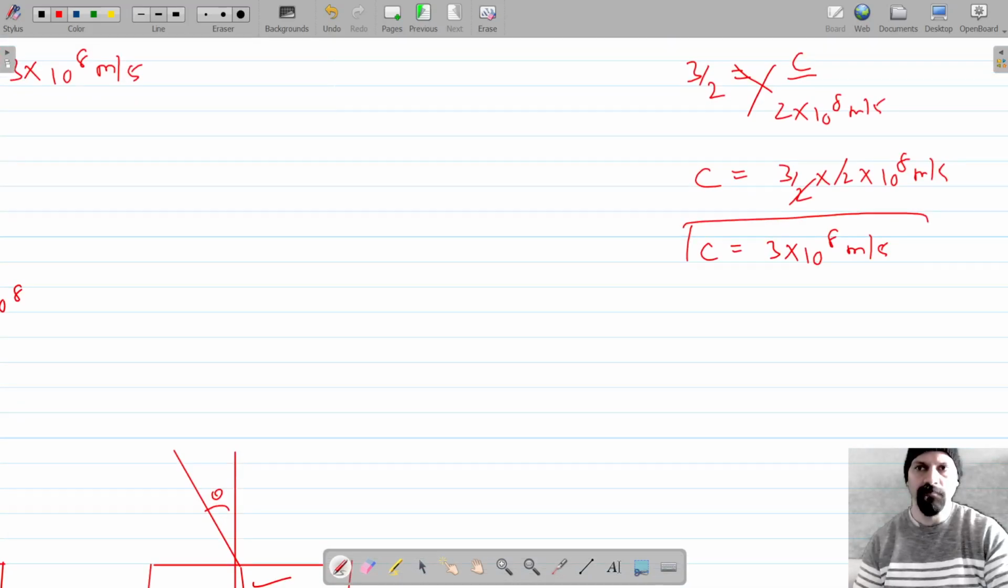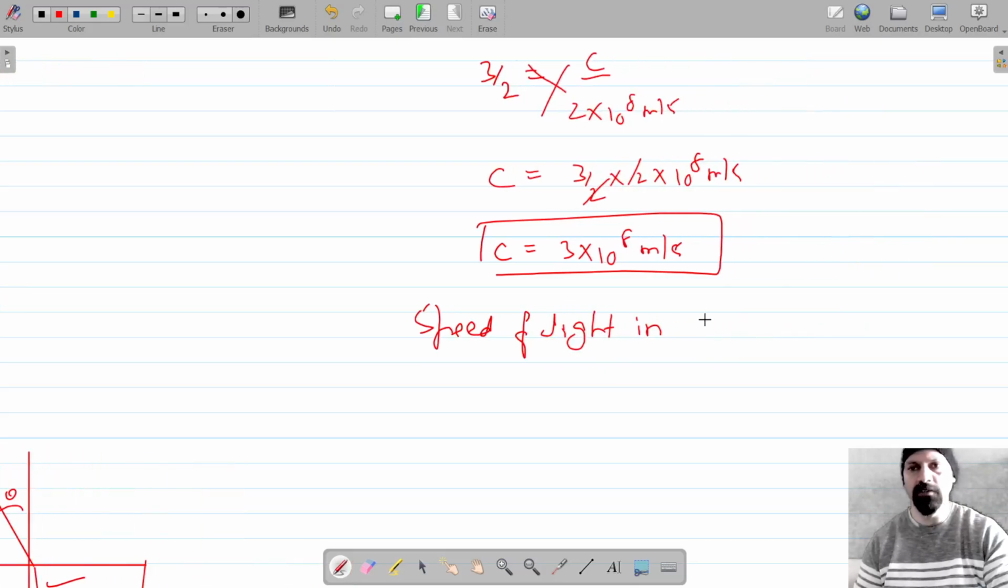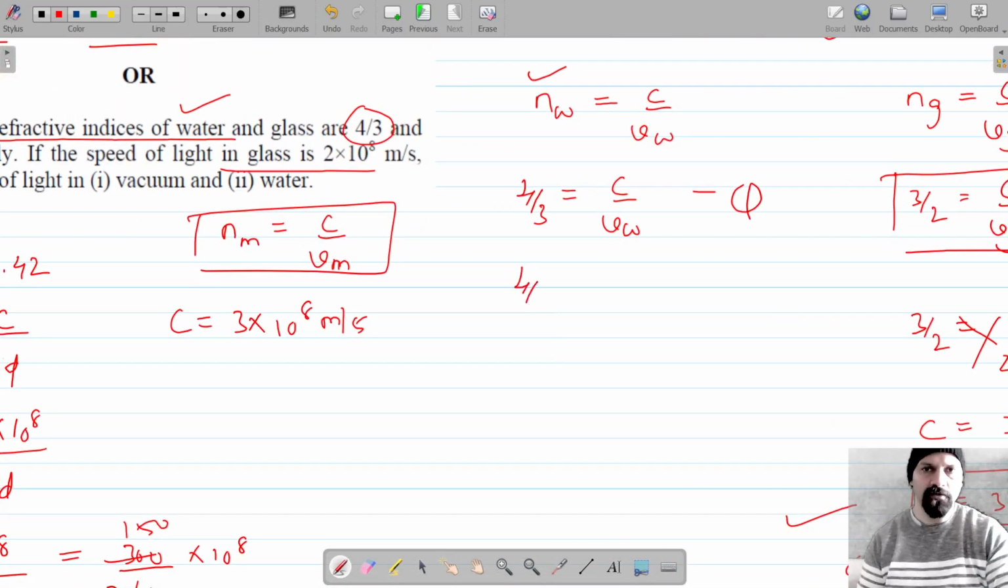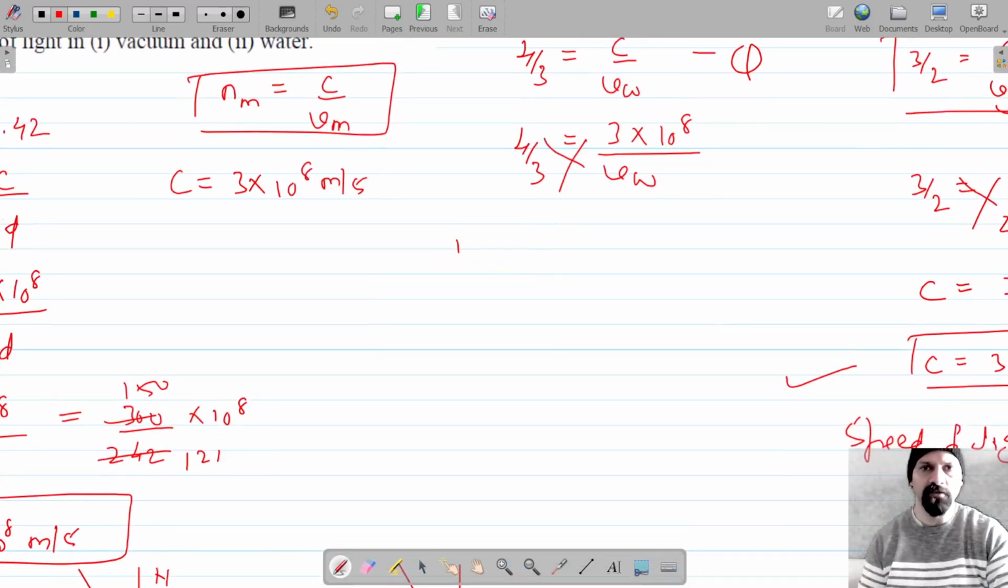So we can write here speed of light in vacuum, which is also the speed of light in air. So speed of light in vacuum, which we denote by C, is 3 into 10 raised power 8 meter per second. Okay, now let's use this to find the speed of light in water. So let's use this equation. 4 by 3, speed of light in vacuum is 3 into 10 raised power 8. We have to find the speed of light in water. So let's cross multiply this, which gives us speed of light in water is equal to 3 into 3 into 10 raised power 8 divided by 4 meter per second.